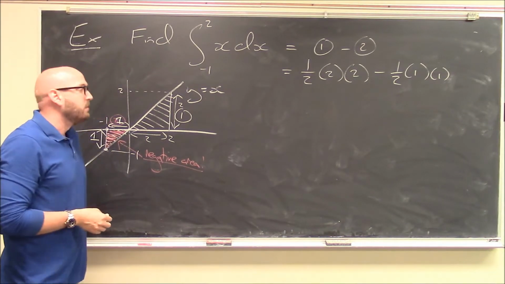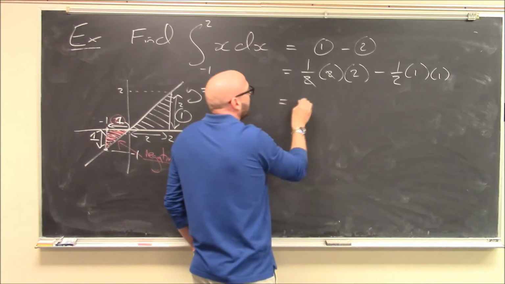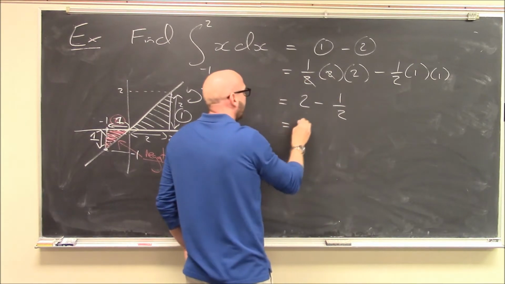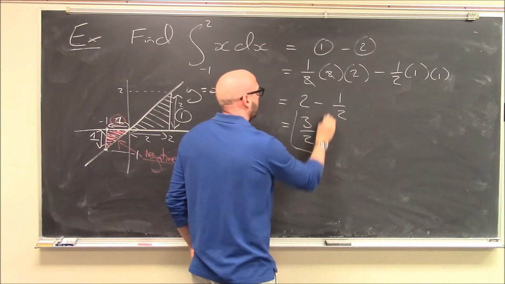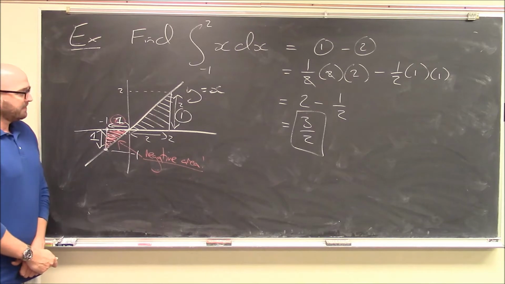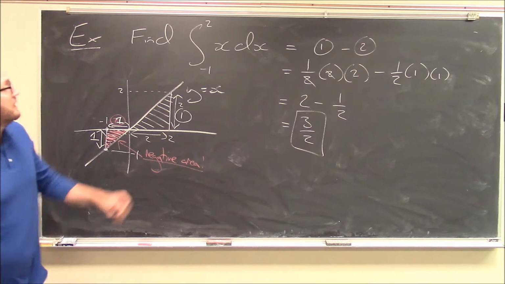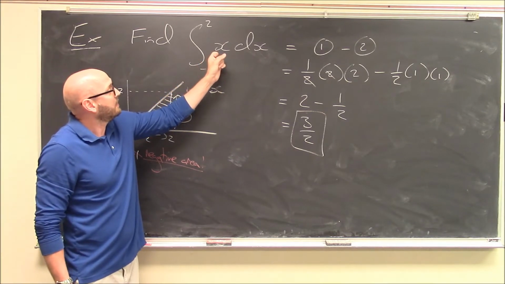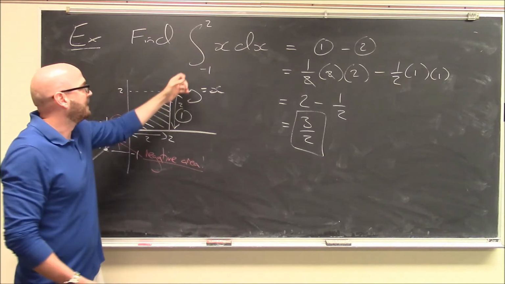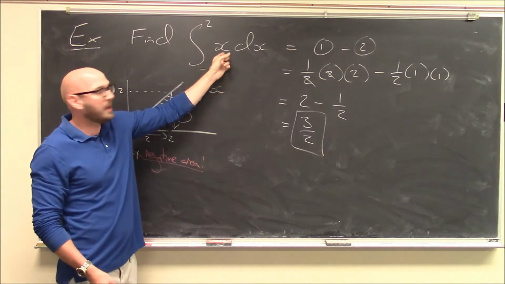So there's our answer. We just need to simplify this. 2 cancels with 2. We're looking at 1 times 2 is 2, minus 1/2 is 3/2. And that's really all there is to this question, is realizing that you have to understand what these symbols mean, right? This is a definite integral from -1 to 2, so it's the area under the curve y equals x from -1 to 2.